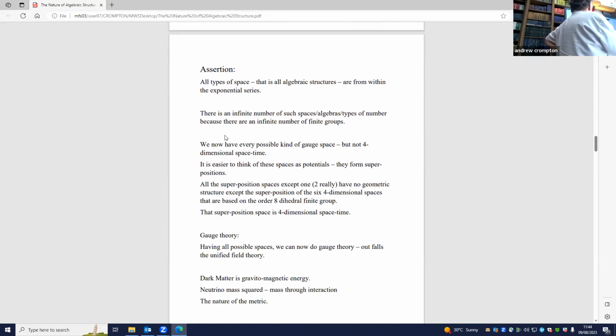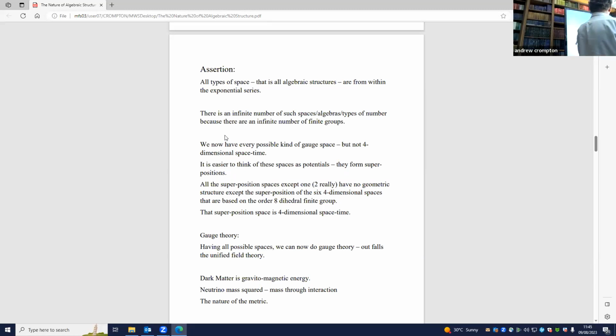All types of space, that's all algebraic structures, and I'm talking algebraic fields here, are from within the exponential series. That's the whole of the types of number that there is. There's no other types of number. The exponential series has got the lot. But every one of these types of numbers, like the complex plane, is an empty space. So we've got all types of space. Turns out that these are gauge potentials.